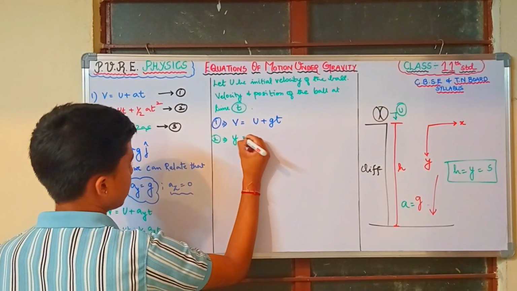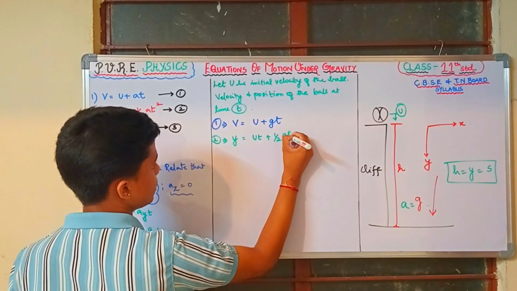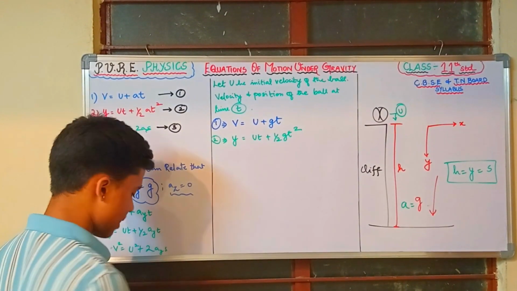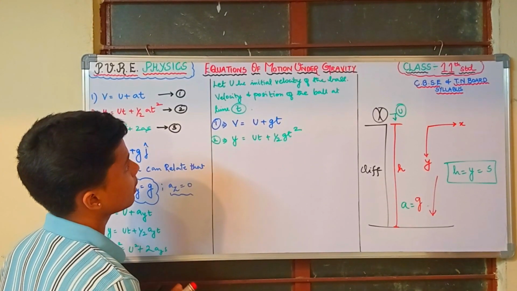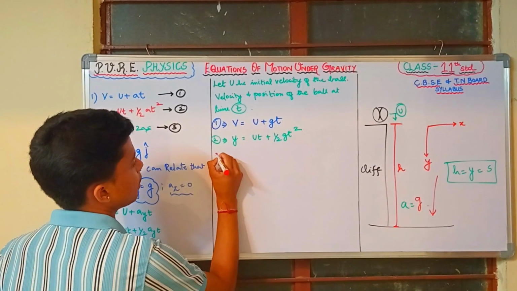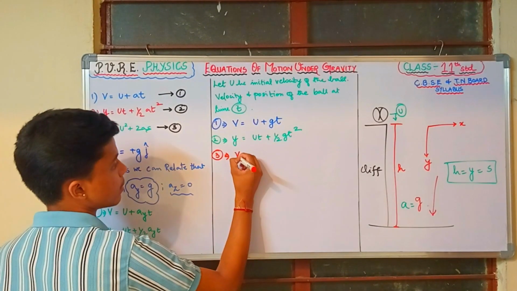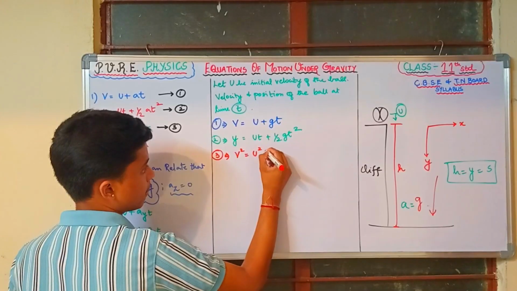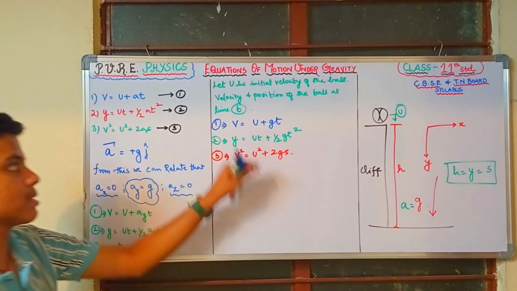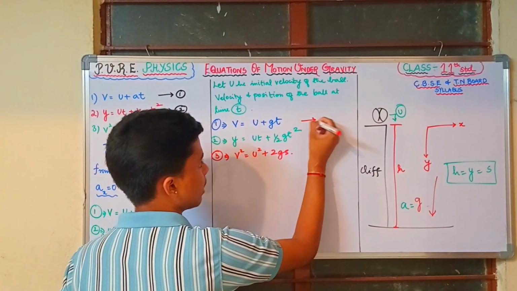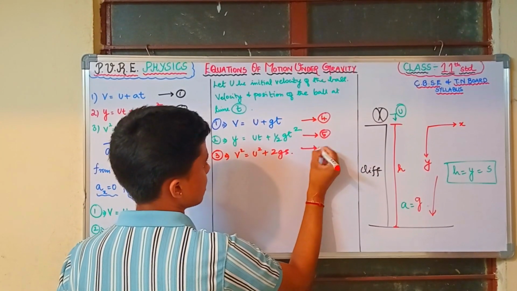y is equal to ut plus half gt square, and the third equation becomes v square is equal to u square plus 2gs. So keep this new equation and mark these equations as 4, 5 and 6.